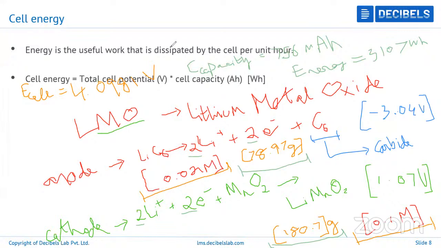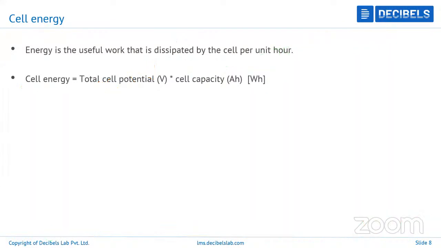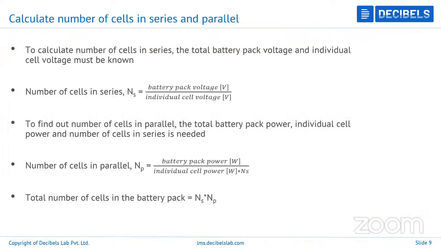Okay, great. Let's proceed to the next topic. In a battery pack, you would have to find out two parameters. One is the number of cells in series, and the other is the number of cells in parallel. The number of cells in series is first and foremost dependent on what battery pack voltage you're trying to design for.